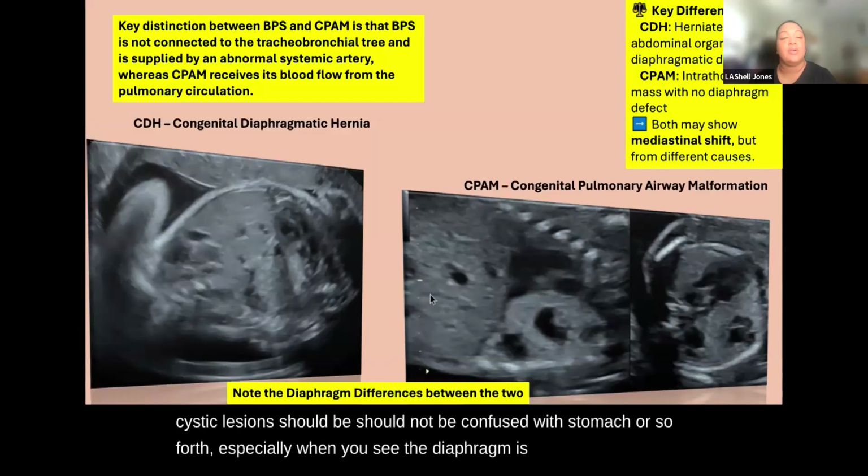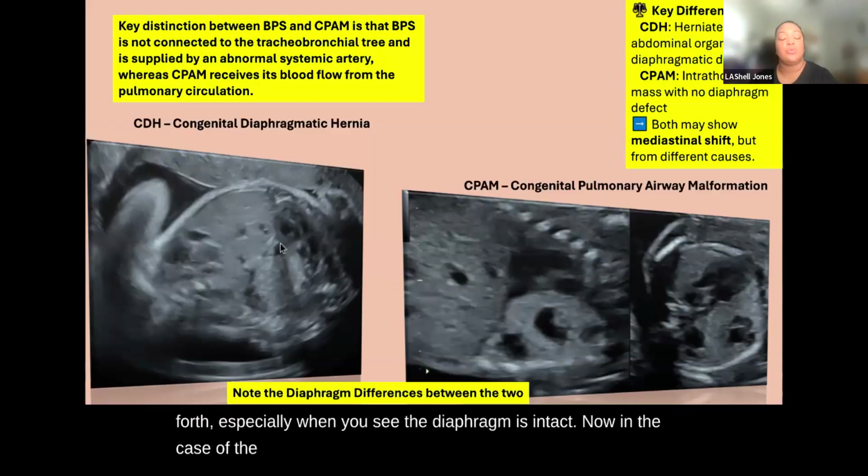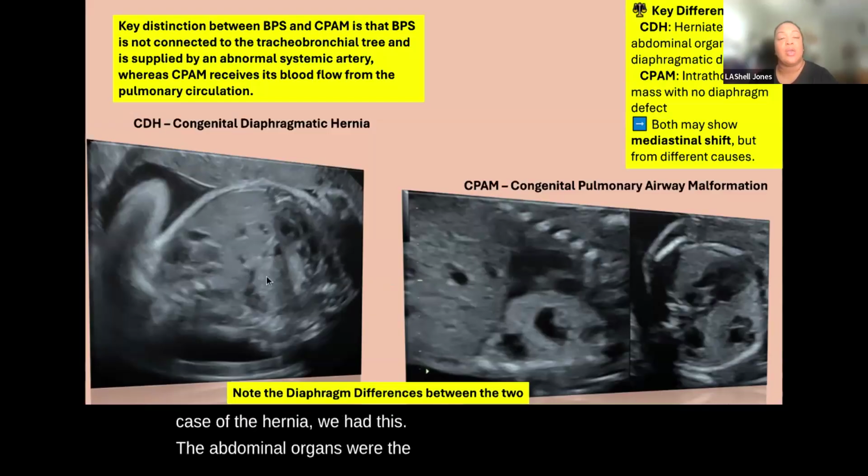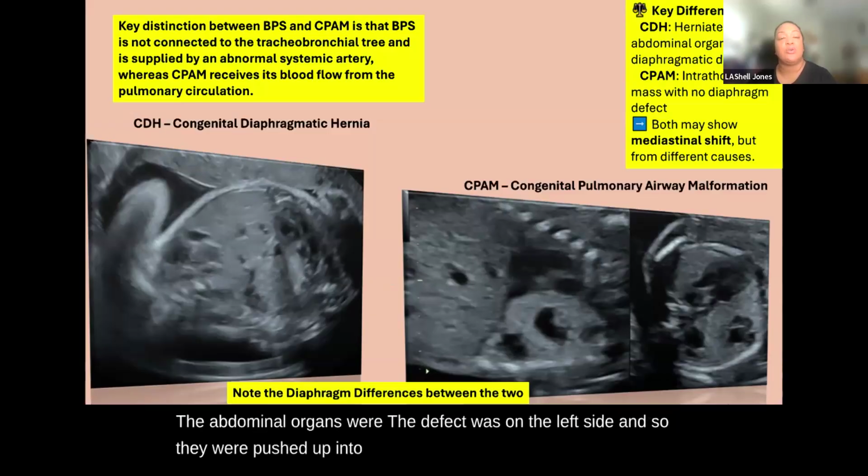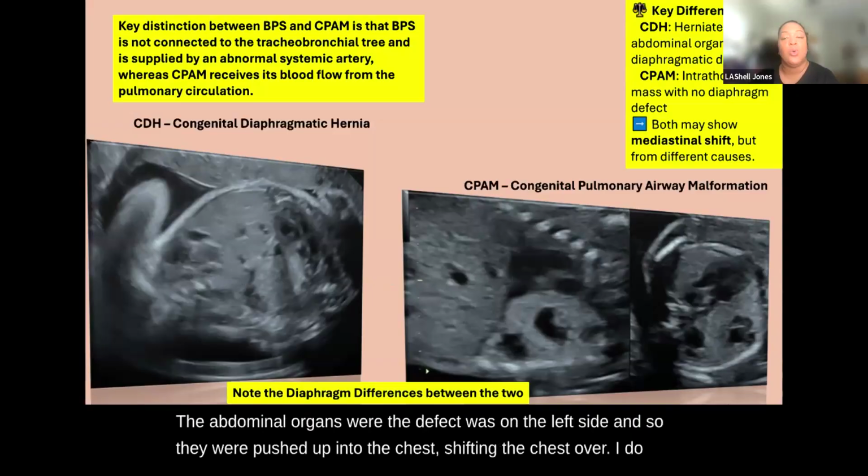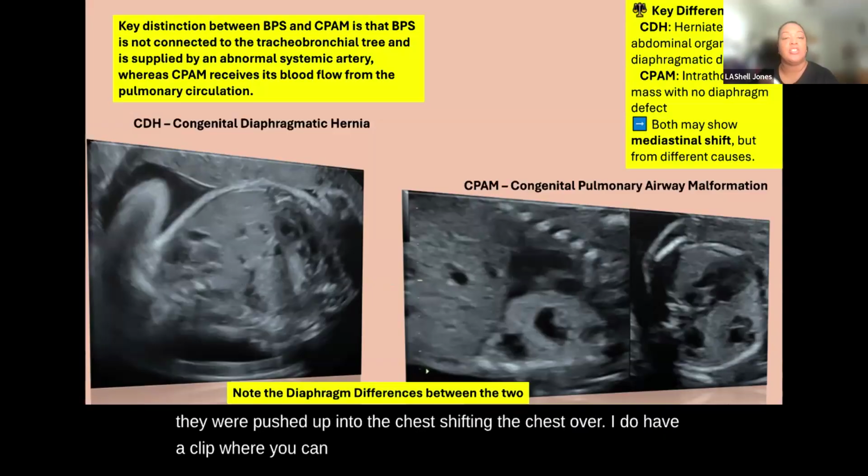Now, in the case of the hernia, the abdominal organs were, the defect was on the left side. And so they were pushed up into the chest, shifting the chest over. I do have a clip where you can see the stomach adjacent to the heart.